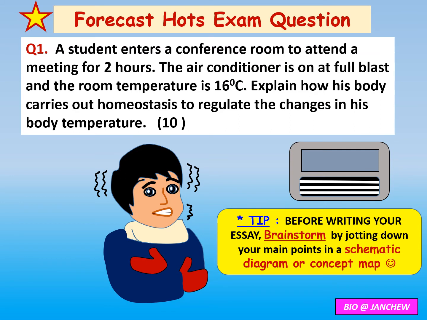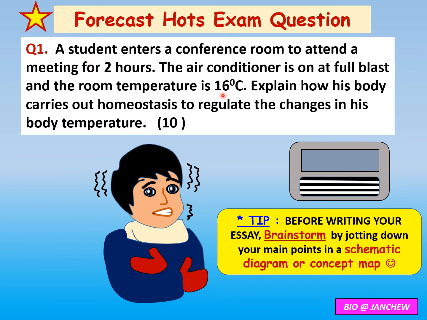Let us discuss a very good forecast HOTS exam question or Soalan Ramalan for the essay section. Question 1. A student enters a conference room to attend a meeting for 2 hours. The air conditioner is on at full blast and the room temperature is 16 degrees Celsius. Explain how his body carries out homeostasis to regulate the changes in his body temperature. 10 marks.